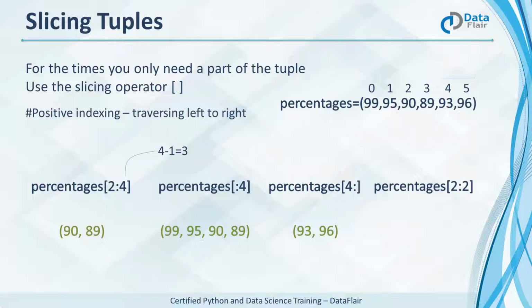Slice 2 to 2 gives us an empty tuple because this doesn't span any index. 2 to 1 means nothing. 1 because 2 minus 1 is 1.